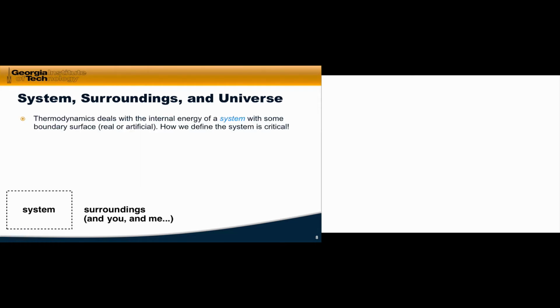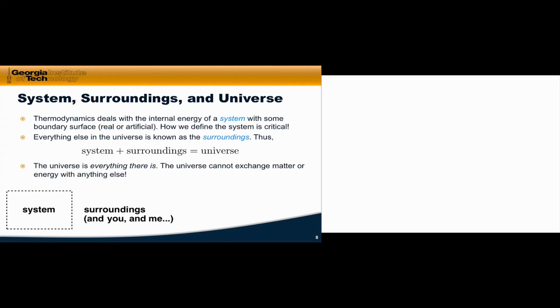We're most concerned with the internal energy of a system with some boundary surface, which can be real or artificial, and how we define the system is critical to our understanding of problems in thermodynamics. Everything else in the universe is known as the surroundings, and so there's this fundamental equation we can set up which says that the system plus the surroundings is the universe. And furthermore, the universe is everything there is.